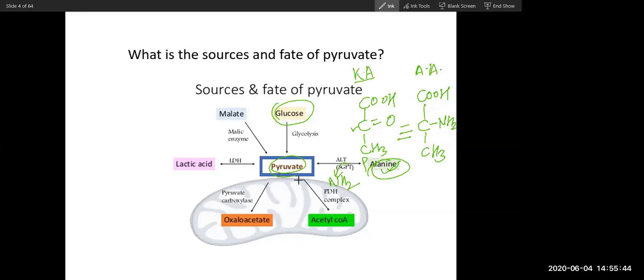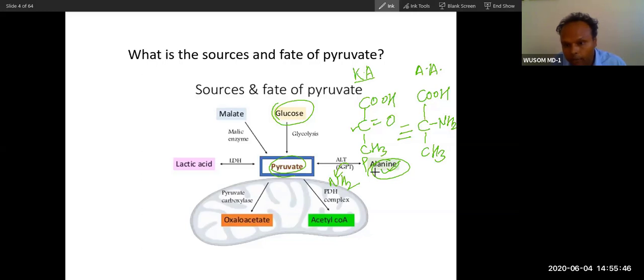Now, that pyruvate can also convert into alanine, and this is done by alanine transaminase. You have already studied about this alanine transaminase. It requires vitamin B6. All transaminases require vitamin B6, so this is a vitamin B6 requiring step. It converts to and fro between alanine and pyruvate.